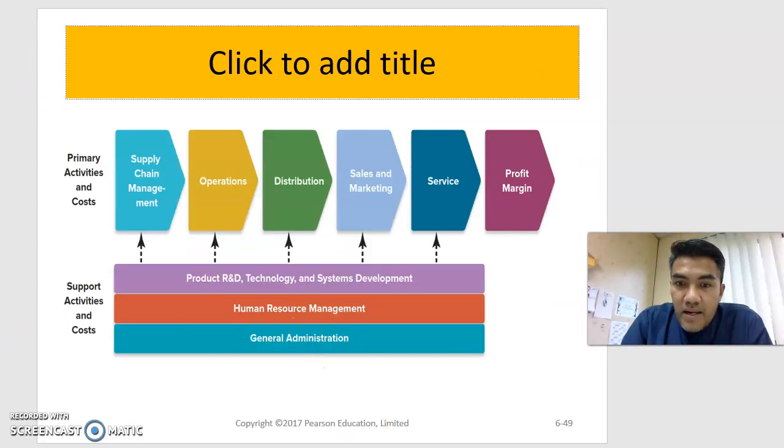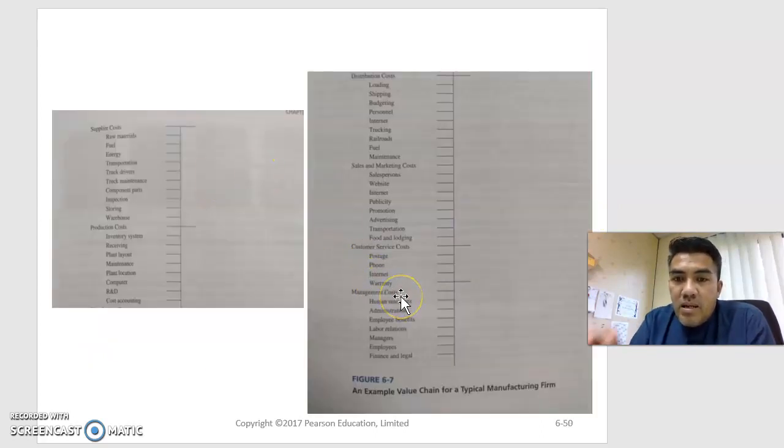I have identified one example of a value chain so that you can have a much better picture of what a value chain looks like. This is an example of a value chain. You have the primary activities: supply chain, operation, distribution, sales and marketing, and then the support activities. The detail of the activities can be found in figure 6.7 in your textbook, in which you can identify each of the costs associated with each function.